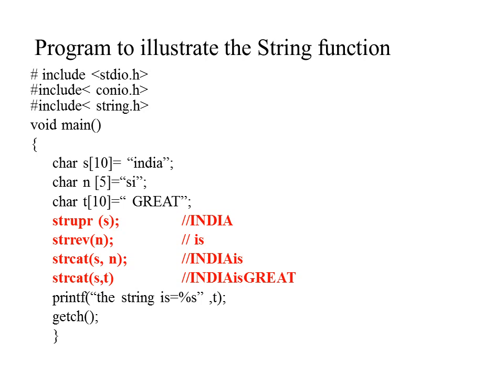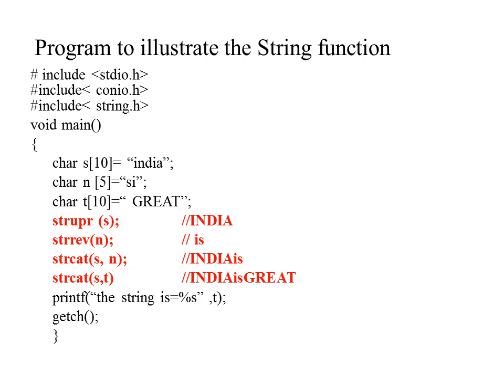Now next, first is strupr. So strupr is for uppercase, which converts lowercase letters into uppercase, and the string here is s. So whatever elements are available in the string s are going to be converted into uppercase, and hence we will get the output as INDIA. I will try to show the output of every statement within a comment. So India, which is originally in lowercase, is going to be converted into uppercase.